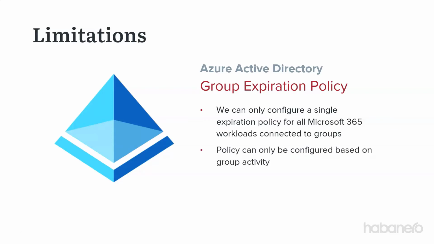Then there's the fact that the policy can only be configured based on a group's activity. This means that if you have some complex requirements like your group renewal process has to be based on when that group was created, or if you have to have a group expire after a certain duration, like a project that can only last for a year, this functionality is not going to work for you.